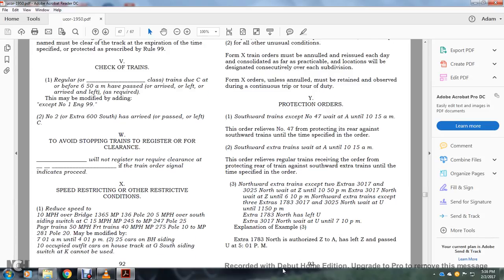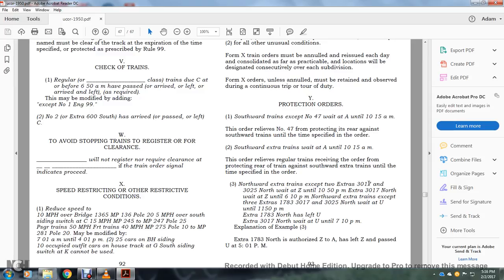Alright, Form Y, protection orders. 1. Southward trains except for the number 47 wait until 10:15 a.m. This order relieves the number 47 of protecting its rear against the southward trains until the time specified in that order. 2. Southward extra trains wait until 10:15 a.m. This order relieves the regular train receiving the order from protecting the rear of the train against the southward extra trains until the time specified in that order.